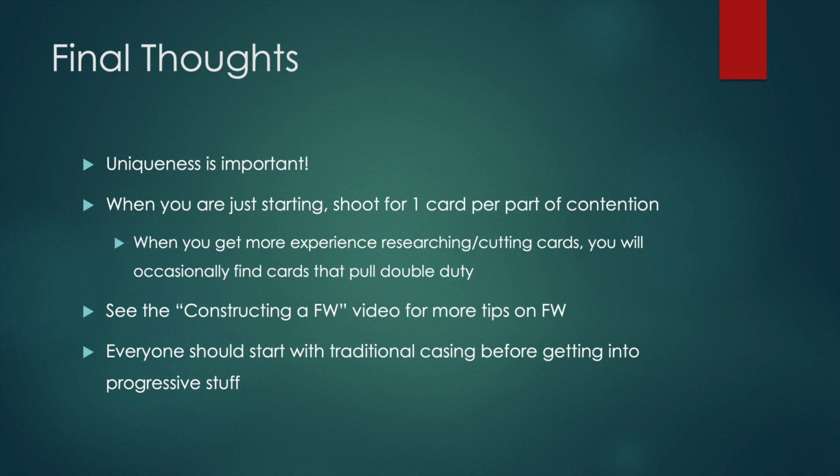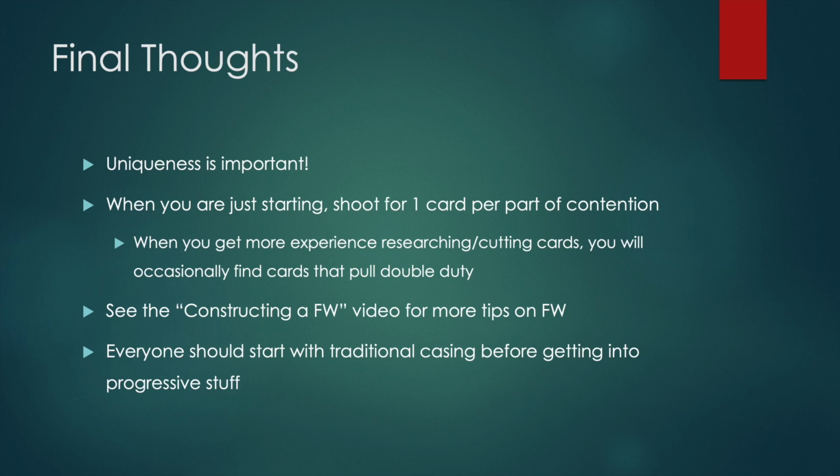When you are just starting out writing a case, shoot for one card per part of a contention. So a uniqueness card, a link card, and impact card. Check out the video on how to cut a card to learn how to actually provide the evidence for each of these parts. As you get more experience researching and cutting cards, you'll occasionally find evidence that can pull double duty, like both describes the uniqueness and the link, or the link and the impact. But generally speaking, the safe way to write a contention is to have 3 cards, one for uniqueness, one for link, one for impact. That's the easiest way when you're starting out to make sure you're satisfying all of those requirements.